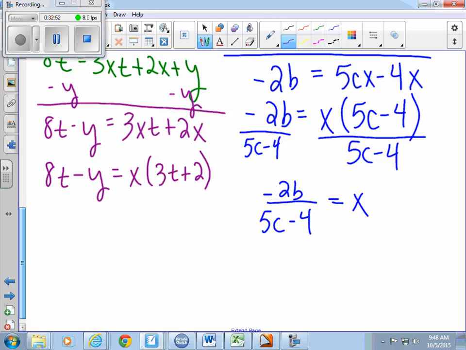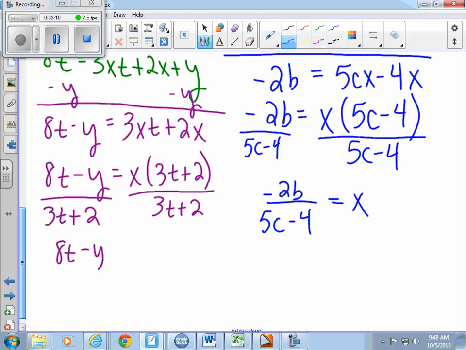Again, another big ACT skill. ACT will make you rearrange equations. And last step, divide by 3t plus 2. So we're factoring out a greatest common factor, except instead of a greatest common factor, we're just taking the x. Any questions about that?